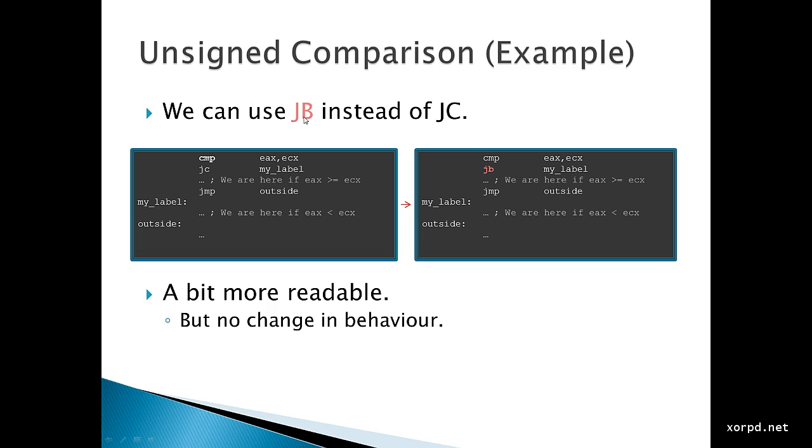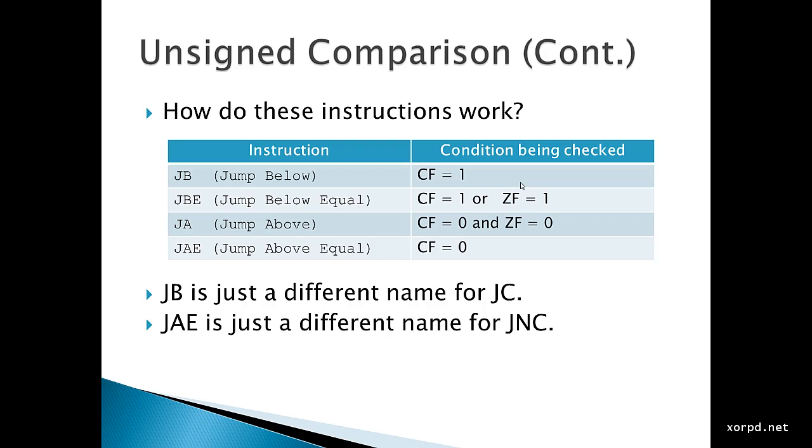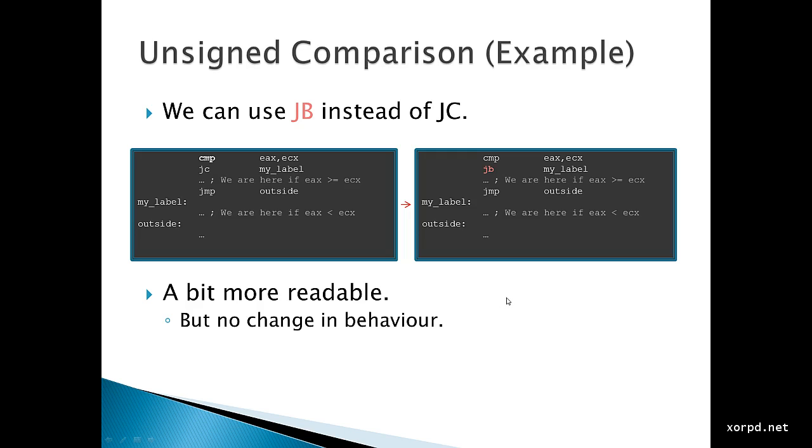So we can use jump below instead of jump carry. I'll remind you from the previous slide that jump below is just a different name for jump carry. So it shouldn't really matter. However, it does matter for you as a human being. When you see this kind of code, jump below, you know immediately that what we actually do is comparing two numbers and then checking if EAX is below ECX.